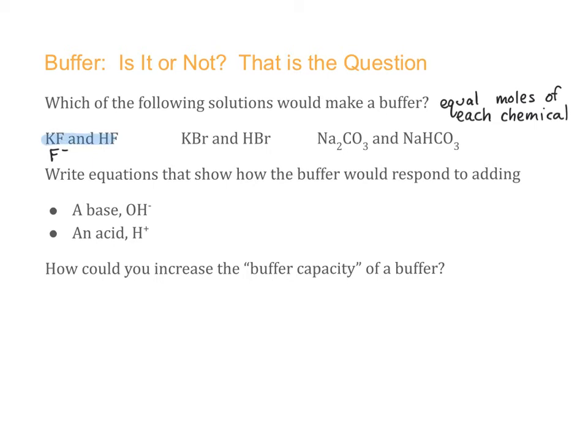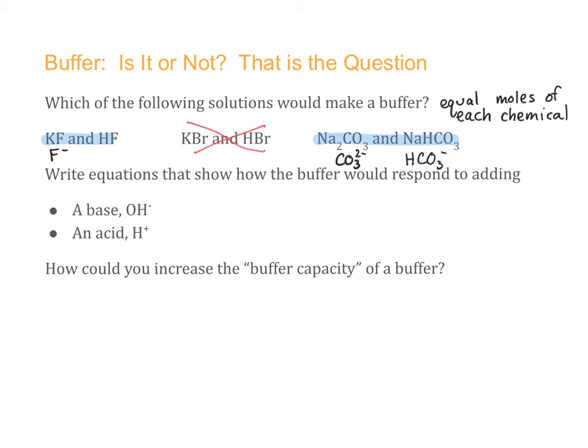KBr and HBr would not make a buffer because HBr is a strong acid, and you've got to have a weak acid-base pair. The next one is sodium carbonate and sodium hydrogen carbonate. Again, sodium is always going to be a spectator ion, so we're really putting in the carbonate ion and the hydrogen carbonate ion, HCO3 minus. Those two are an acid-base pair. They're a weak acid-base pair because they differ by the presence and absence of a single hydrogen. So yes, that would make a buffer if we had equal or close to equal amounts of those two ions.